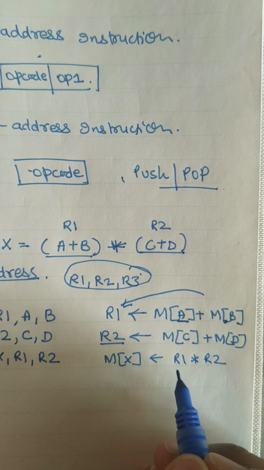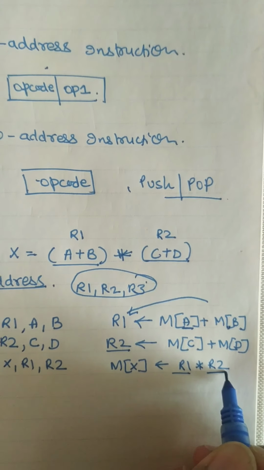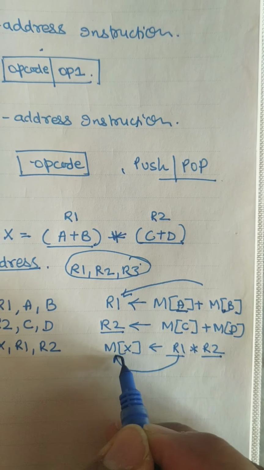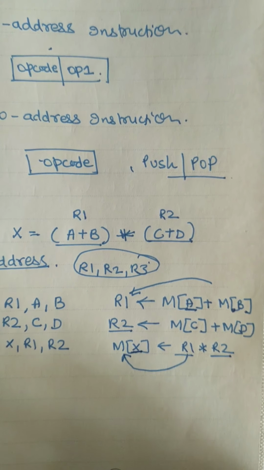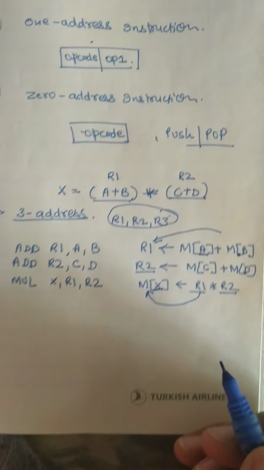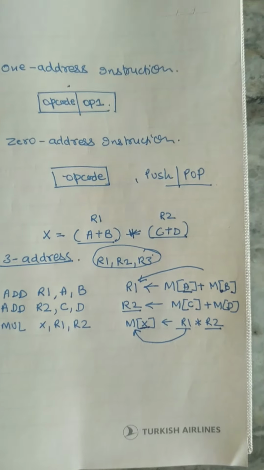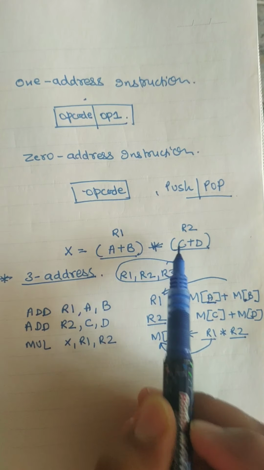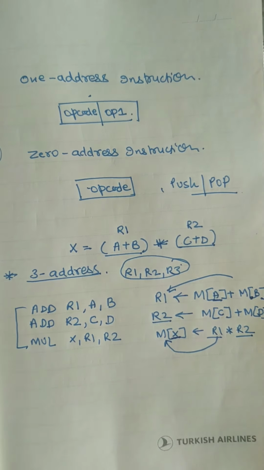This is executed as contents of R1 will be multiplied by contents of R2, and the result will be saved to a memory location named X. This is the 3 address instruction format. If we want to represent this instruction in 3 address, it will be represented as this.